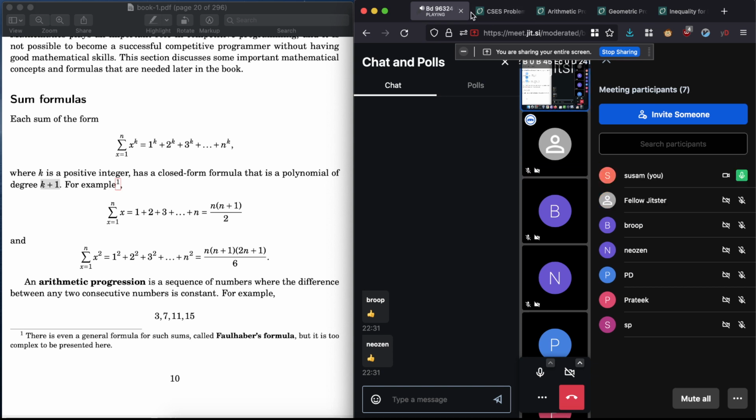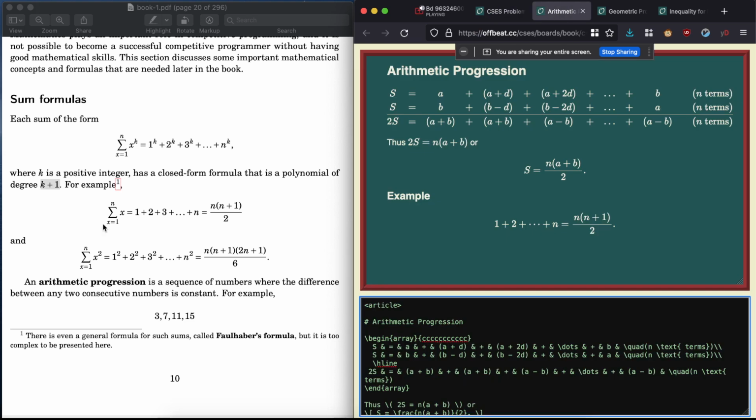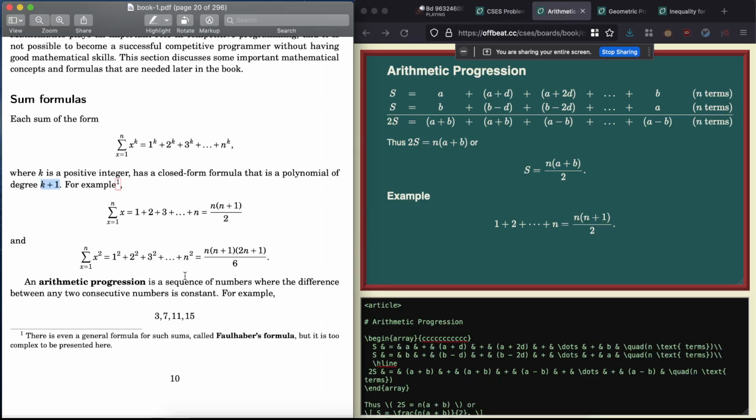Now coming back to this section. Yes. So I was saying that these formulas are normally introduced in secondary school, and we can prove this using induction, and there are other ways too. So for now, we'll just move on.